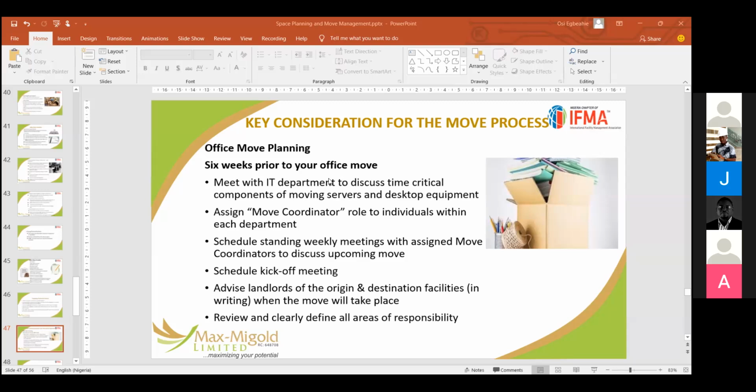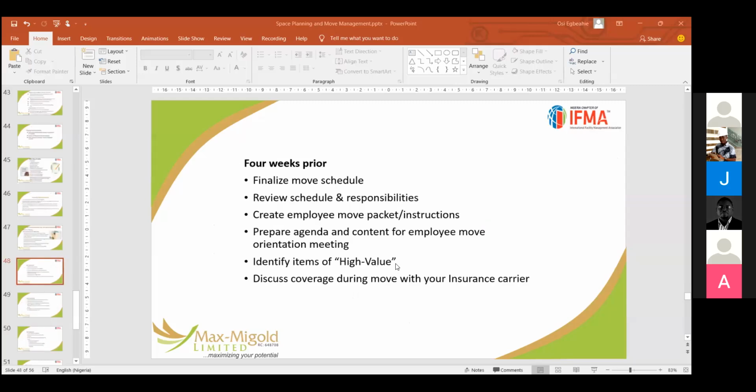6 weeks prior to the move: meet with the IT department and discuss the components, assign move coordinators, schedule kickoff meetings, advise the landlord of the original and destination facilities, and review and clearly define areas of responsibility for everybody. 4 weeks to the move: finalize your move schedule, review schedule and responsibilities, create employee move pack instructions, prepare agenda and content for employee move orientation meetings, and identify items of high value and move them with insurance carriers.